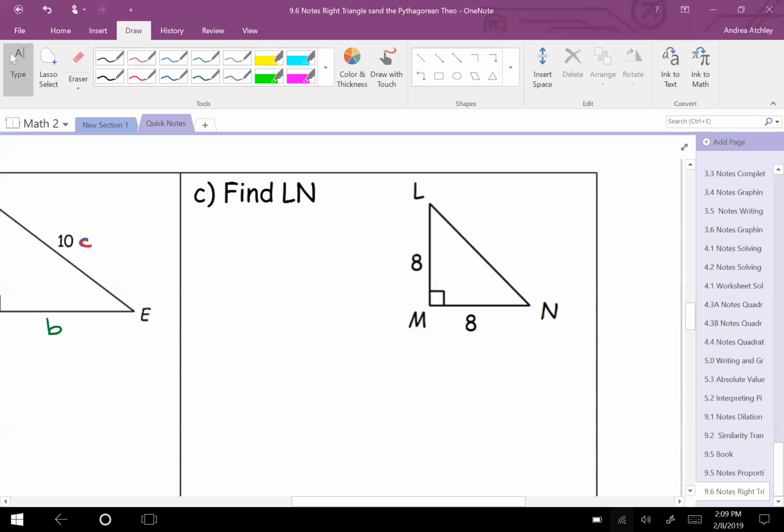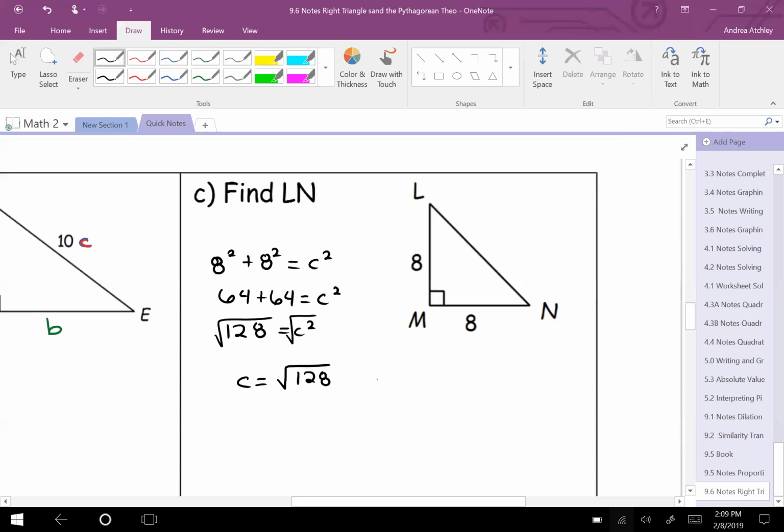Okay, we're back up here. Okay, so most everyone got that. You would have had 8 squared plus 8 squared equals c squared. So 64 plus 64 equals c squared. 128 equals c squared. Then square root, and c is going to equal the square root of 128, or 11.3.